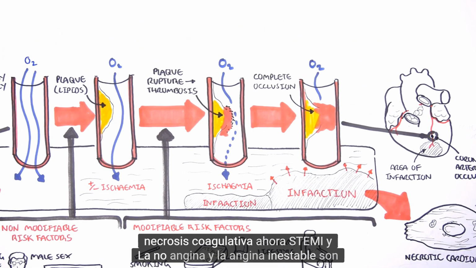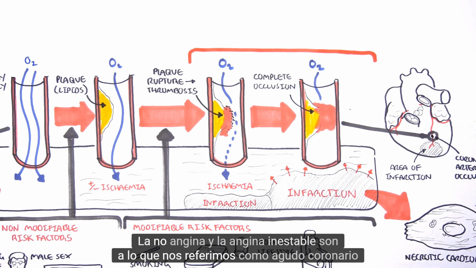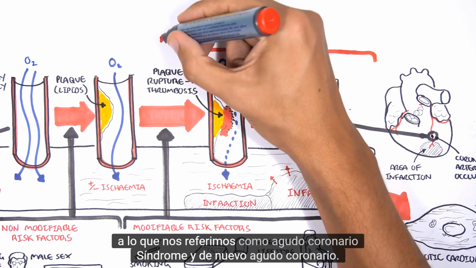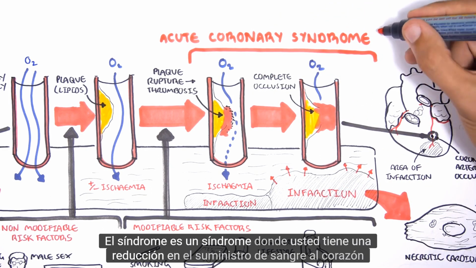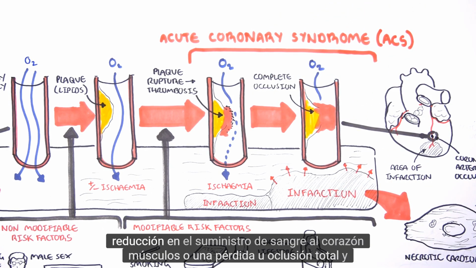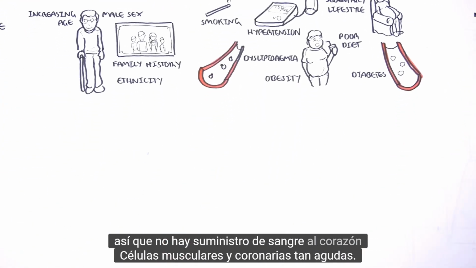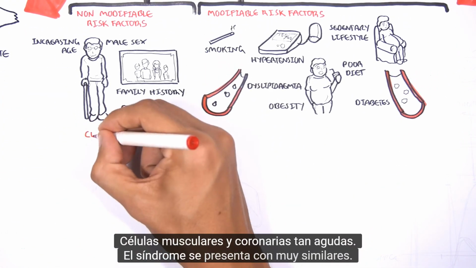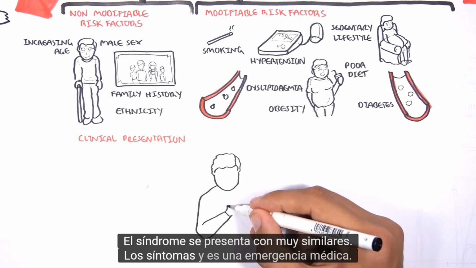Now, STEMI and non-STEMI, as well as unstable angina, are what we refer to as acute coronary syndrome. And again, acute coronary syndrome is a syndrome where you have a reduction in blood supply to the heart muscles or a loss or total occlusion, and so no supply of blood to the heart muscle cells. And so acute coronary syndrome presents with very similar symptoms, and it is a medical emergency.